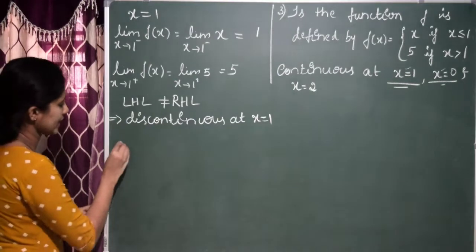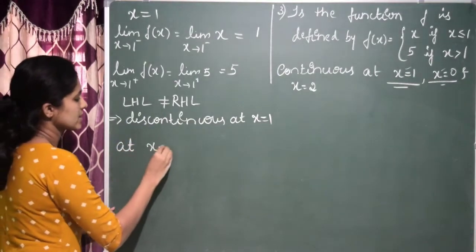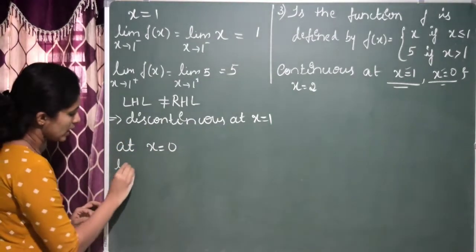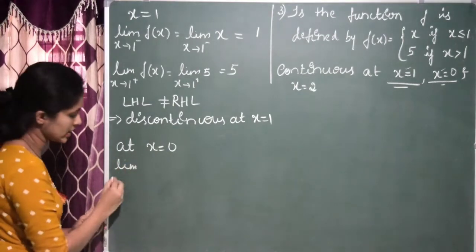Similarly, we check at x is equal to 0. At x is equal to 0, this will be now the left hand limit as well as the right hand limit.